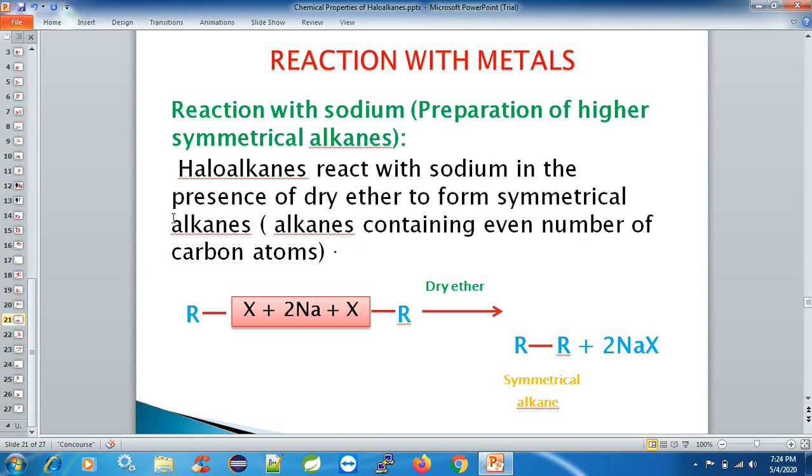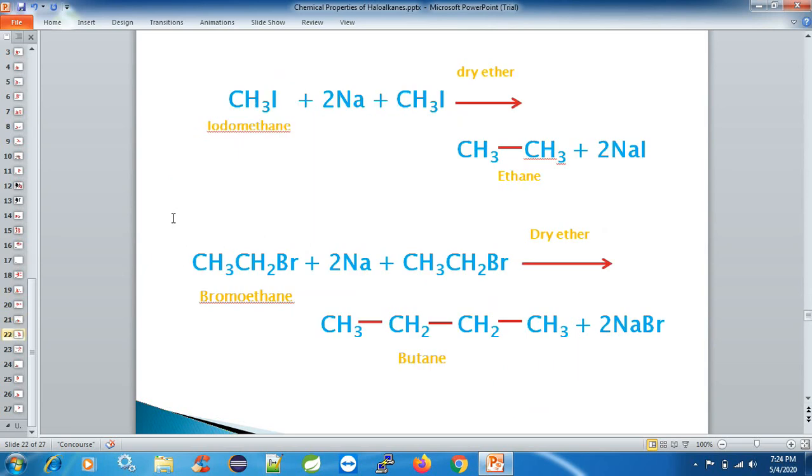So look at the general equation. Here R-X, that is alkyl halide. Two molecules of alkyl halide react with sodium in presence of dry ether, and you see sodium halide is removed and symmetrical alkane is obtained. So here the product is symmetrical alkane along with the formation of sodium halide.